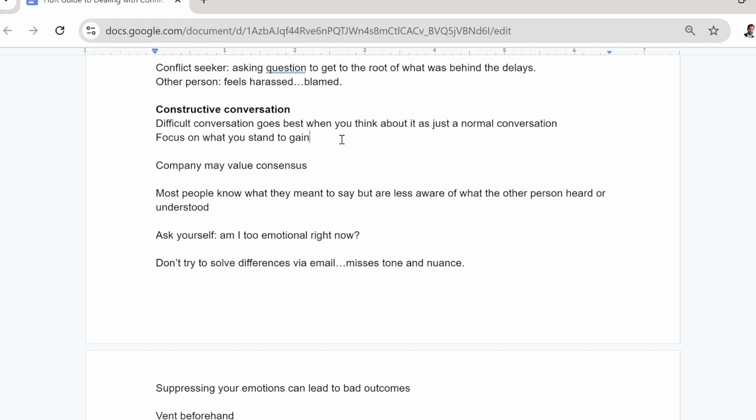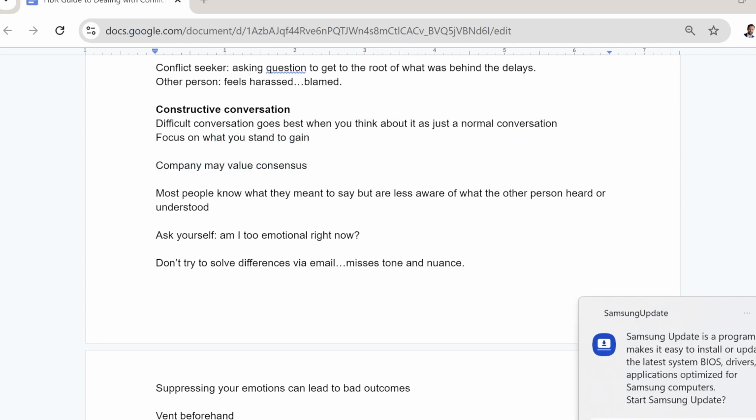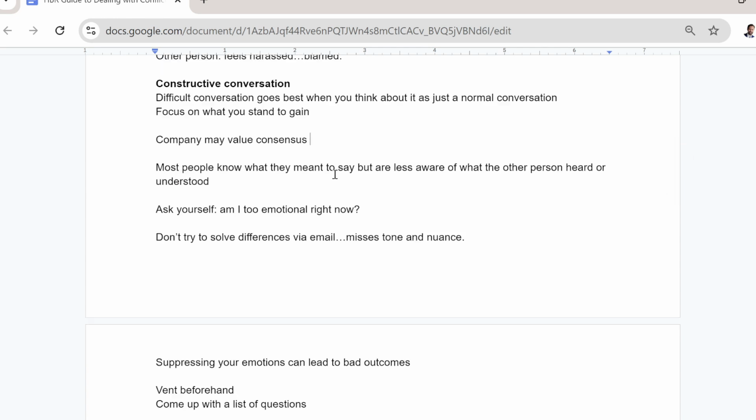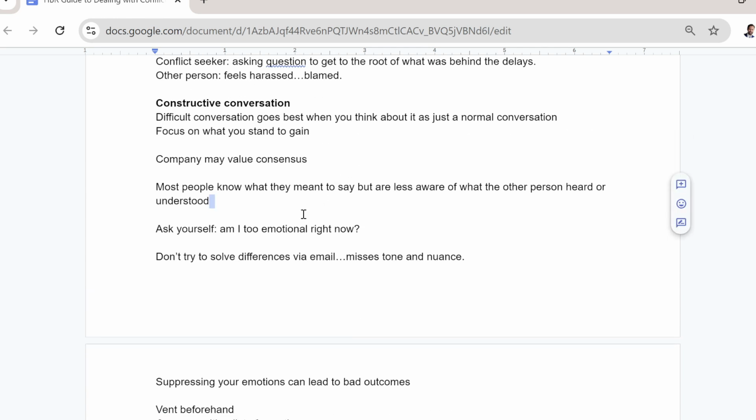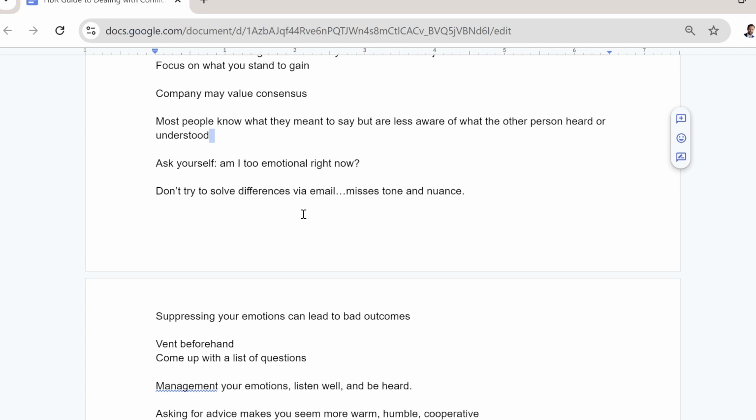Constructive conversation. Difficult conversation goes best when you think about it as a normal conversation. So don't think of it as this huge, big deal that you need to get anxious over. Focus on what you stand to gain. The company that you're working in may value consensus, so keep that in mind. It's not necessarily democratic where you have debates and things, so be culturally sensitive there, especially if you're working internationally.